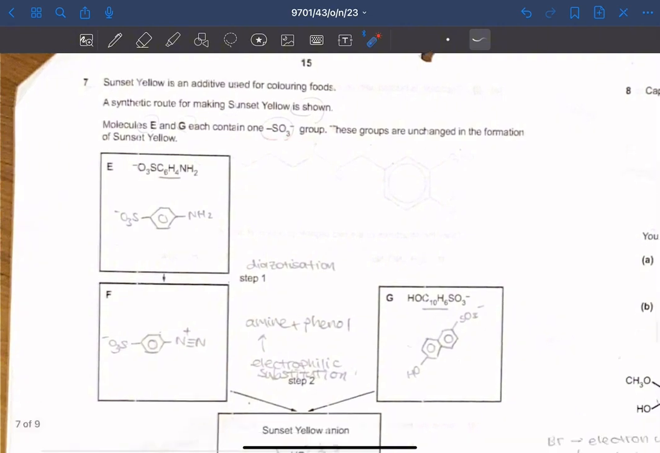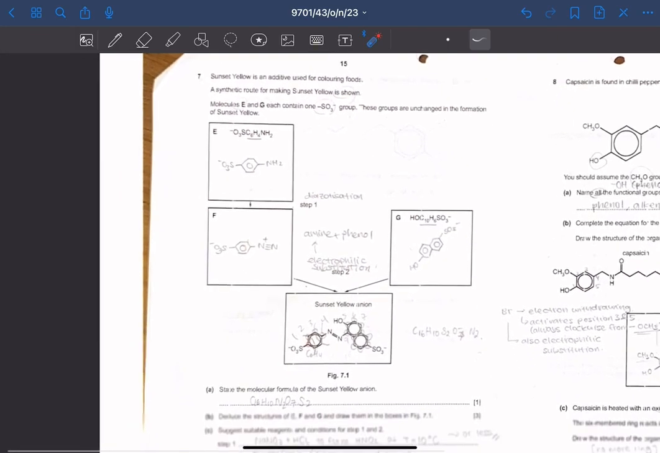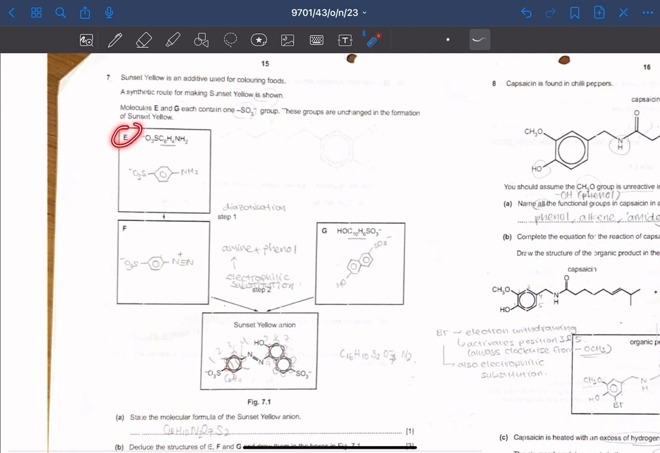These groups are unchanged in the formation of sunset yellow. So first, we should draw the compound E, as stated in the molecular formula. So this is pretty clear to be seen as a benzene, but because benzene is normally C6H6, they lose 2 bonds when they are connected to either side.